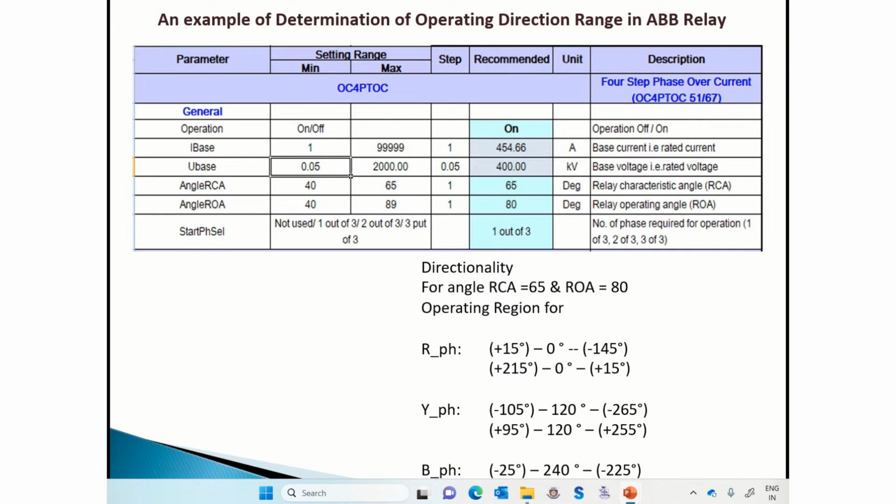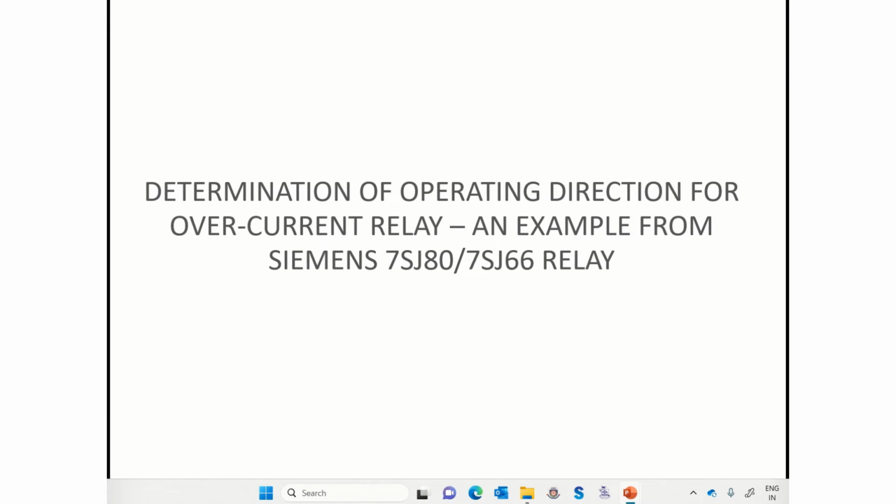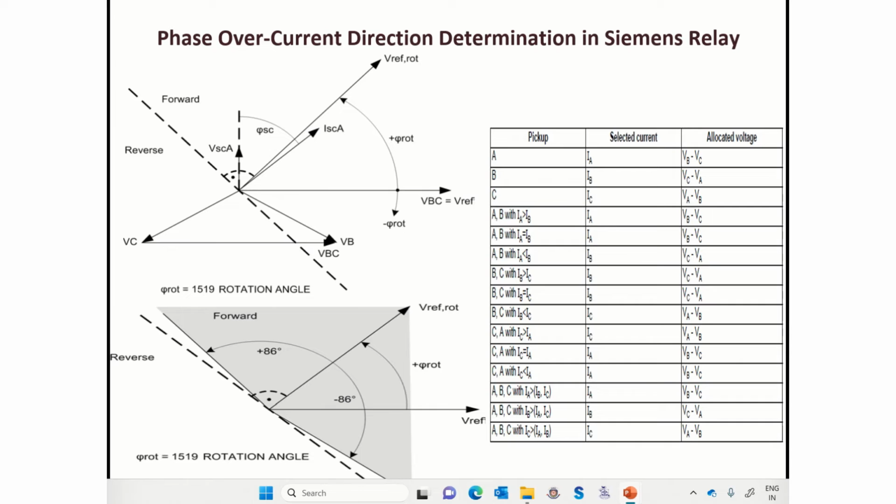Now the next relay which comes into the picture is 7SJ60 or 66 or 7SJ80, which is from Siemens. Now if you see the Siemens relay, this page is from the Siemens relay manual. This relay very clearly says that it is using a quadrature connection. That means for A phase fault, it will be using VBC, for B phase, VCA, for C phase, VAB. Similarly for AB, BC, CA, and ABC faults, and the current for A phase, B phase, C phase is their own fault current.